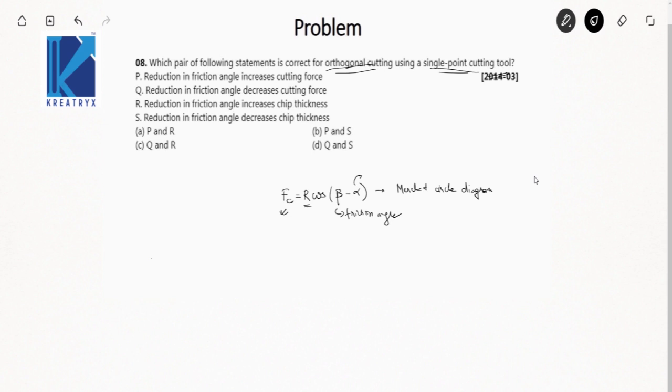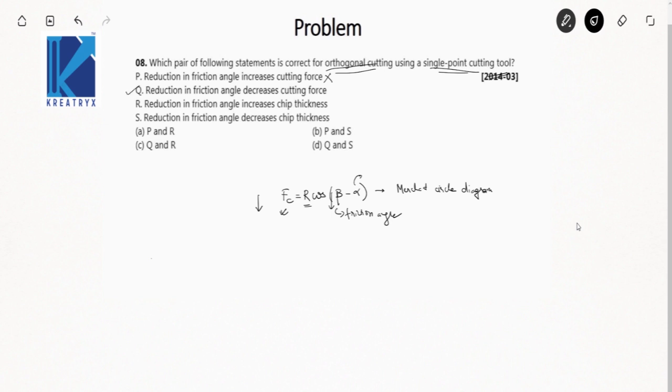If they are saying reduction in friction angle, let's say we are decreasing beta. If beta is getting decreased, the value of cos(beta - alpha) will also get decreased, and since the value of cos(beta - alpha) is getting decreased, Fc will also get reduced. So option P is incorrect. Clearly it's incorrect. Force will definitely reduce. So option Q is correct.